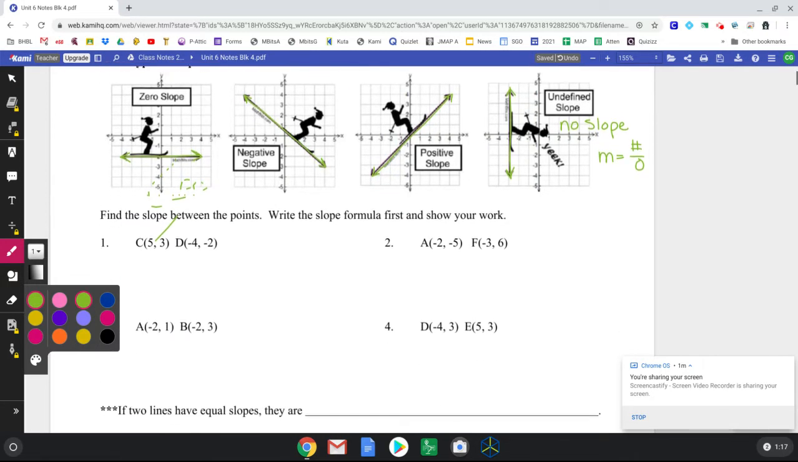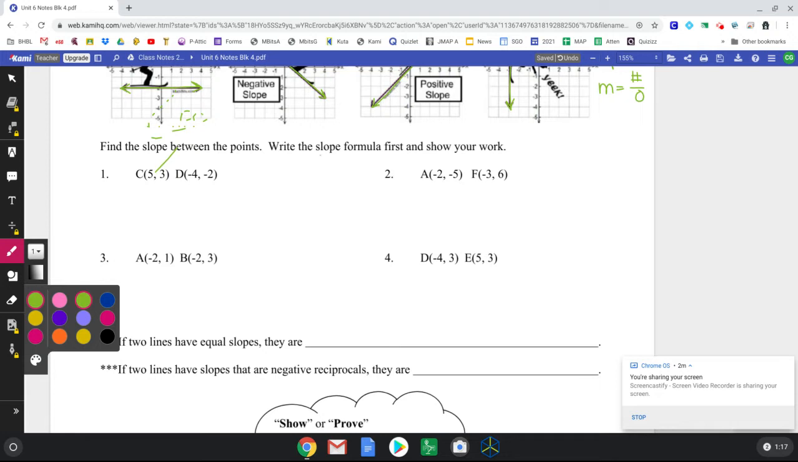So if we are looking for the slope between 2 points, the first thing we're going to do is write the slope formula. So m equals our delta y over our delta x. We can label our points if we need to. Now I'm going to plug my points in. So I've got negative 2 minus 3 over negative 4 minus 5. When I compute this, I'm going to get negative 5 over negative 9. And we know a negative over a negative is going to give us a positive. So my slope is 5/9.